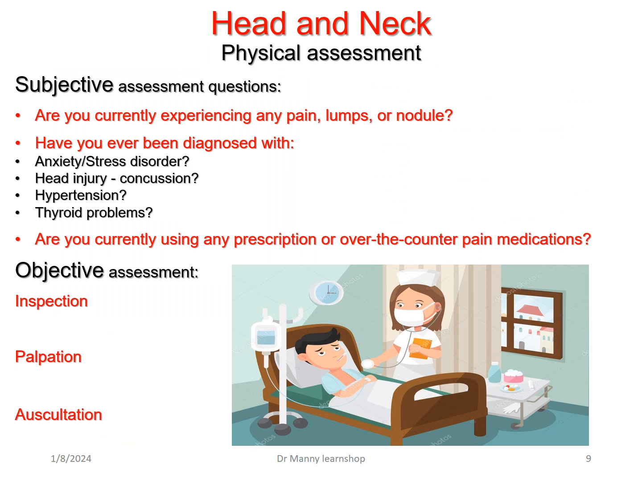So when we look at physical assessment, again we have subjective data and objective data, and both the assessments ask questions. So things could include such as, are you currently experiencing any pain, lumps or nodules? And explain where. Have you ever been diagnosed with anxiety or a stress disorder, a head injury, concussion, hypertension or thyroid problems? This requires the patient to explain.